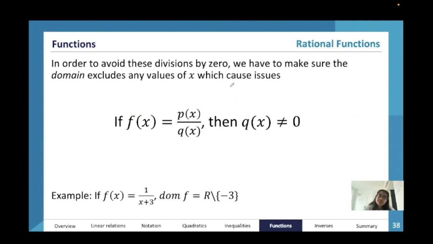To avoid this division by 0, we make sure that the domain excludes any values of x that give us any issues. So like we did before, if f of x is p of x divided by q of x, then we say the denominator is not equal to 0, and then we solve for x. For example, if we have f of x equals 1 on x plus 3, this is the denominator, and we say x plus 3 is not equal to 0, therefore x is not equal to negative 3. That's what we're putting in the domain. We're excluding that negative 3 value.